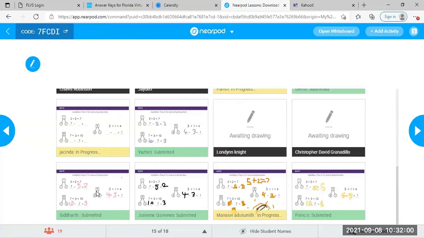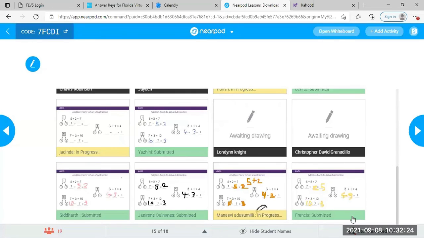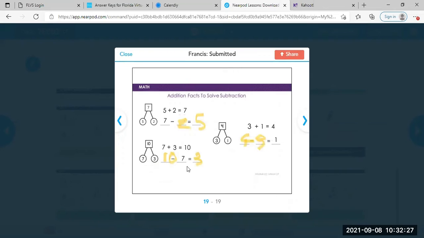Fabulous, Johnny. Let's look at Siddharth's. Yes, same. Love it. Also love the fact that you know that when you subtract, you start with a big, rich number. When you give away, you have to start with the biggest number you have, right? You have to be rich in order to give stuff away. So you have to start with the biggest number you have. Wonderful job. Let's look at Francis. Yes, excellent. Francis, I love your answers. Beautiful. You're so brilliant. Love it, love it, love it.